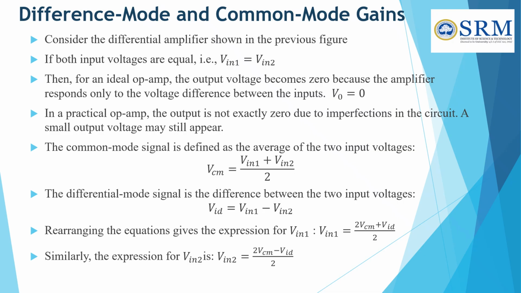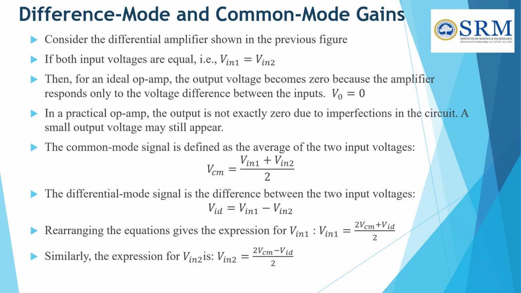The signal that is common to both inputs is called the common mode signal. The average value of the two input voltages gives the common mode voltage. The difference between the two input voltages is called the differential mode signal. Using these definitions, the individual input voltages can be expressed in terms of common mode and differential mode voltages. These relations are useful in analyzing the performance of practical differential amplifiers and calculating parameters such as common mode rejection ratio, or CMRR.